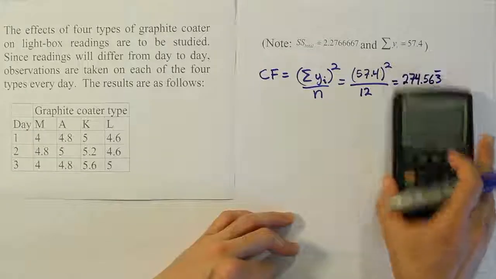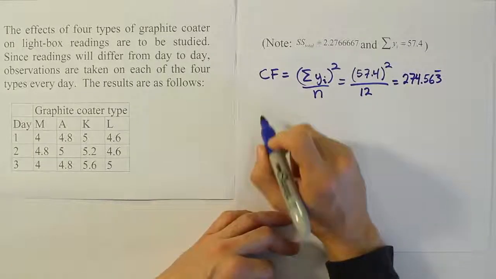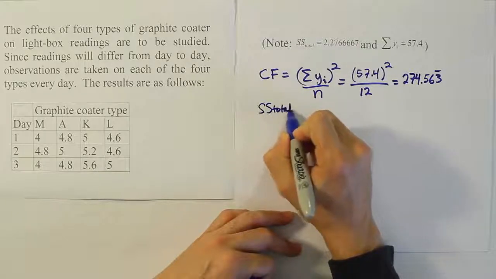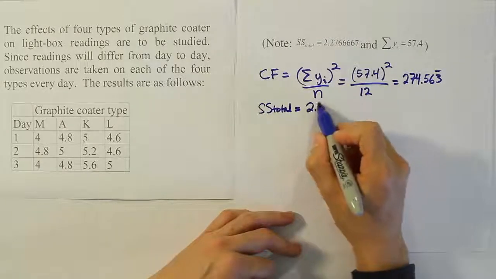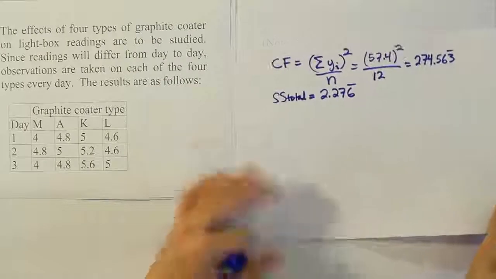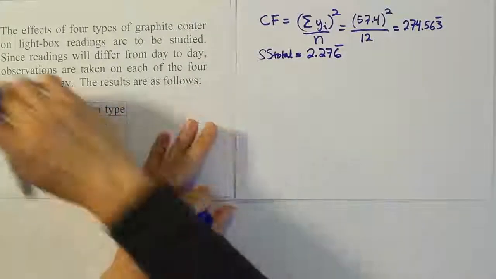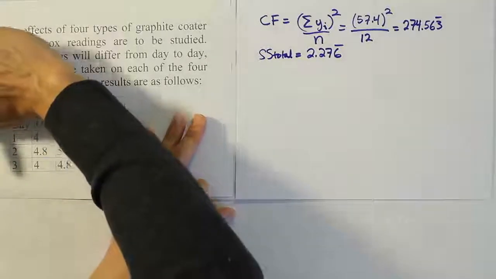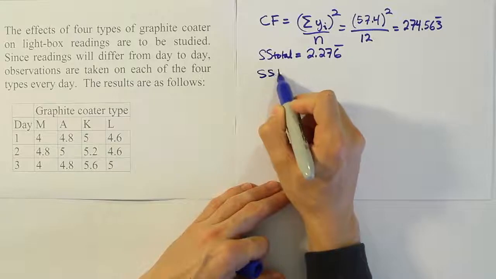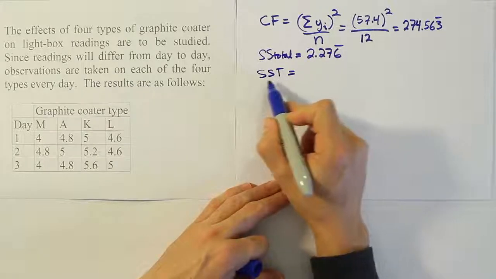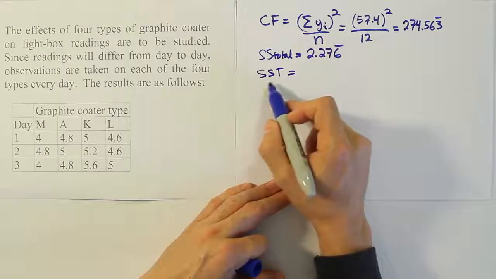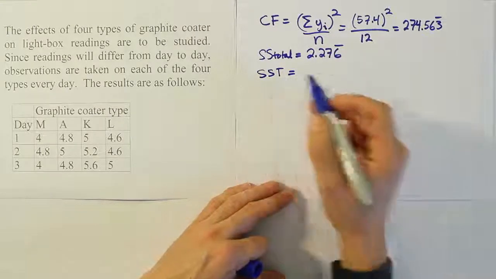Okay, now, next thing we calculate normally is the total sum of squares. But that's given to us here. It's 2.276 repeating. That's basically all we need from that, so I'm going to go ahead and cover that up to give us more space there. Okay, now, from there, let's go ahead and work on the next part, which is the sum of squares for treatments, SST. So it's the same thing we calculated in the completely randomized design experiment, just now we're dealing with the same quantity, but in the randomized block design.